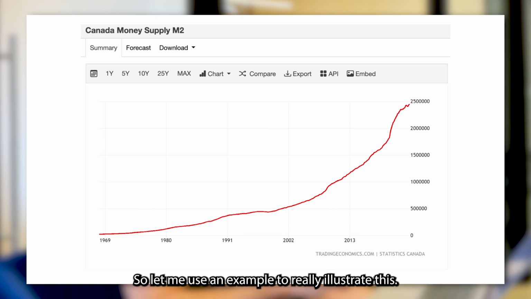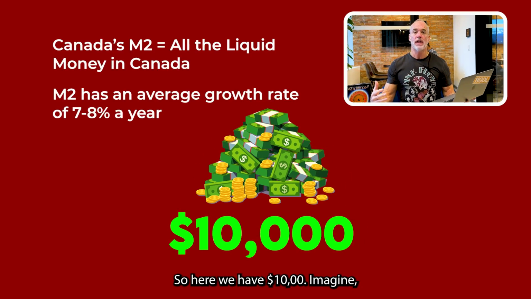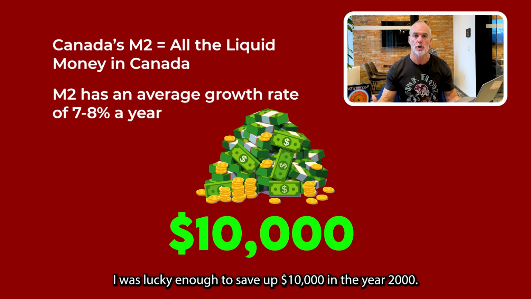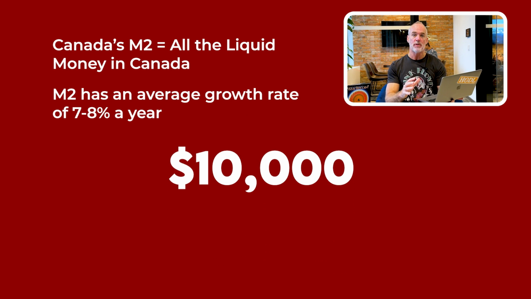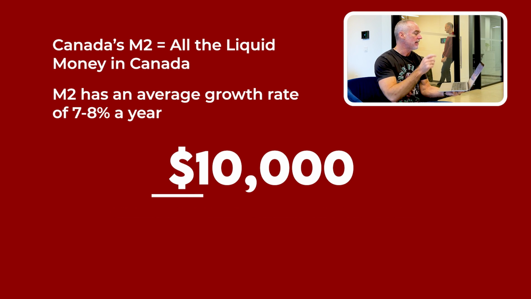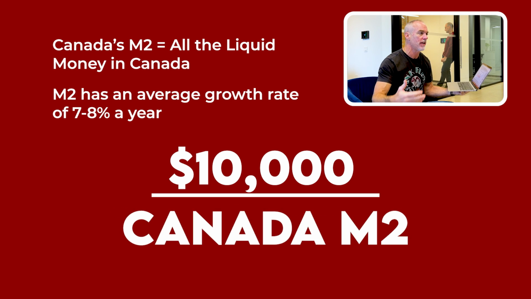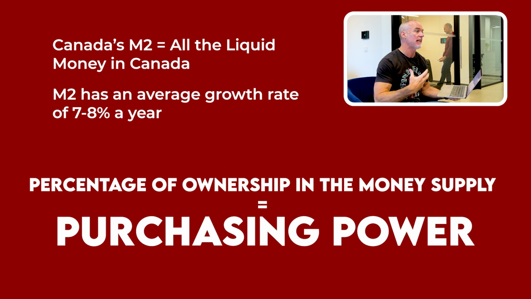So let me use an example to really illustrate this. So here we have $10,000. Imagine I was lucky enough to save up $10,000 in the year 2000, and I tucked that money away. But that $10,000 represented a percentage of all of the money supply in this country. Well, if I divide that $10,000 by all the money that existed in the money supply as a measurement of M2, at that time, you can see the percentage ownership of the money supply that I controlled with that $10,000. That's the purchasing power that $10,000 represented to me and my family.